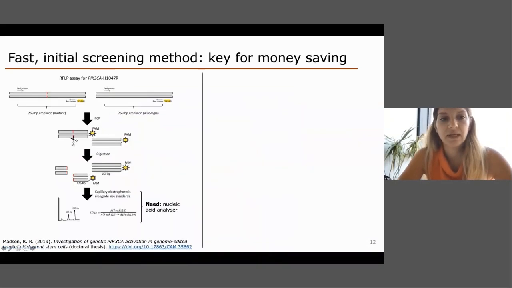Now, to the screening, again, if you can, try and introduce a restriction enzyme site when you're knocking in your mutation of interest. Then you can do a so-called RFLP assay, restriction fragment length polymorphism assay.